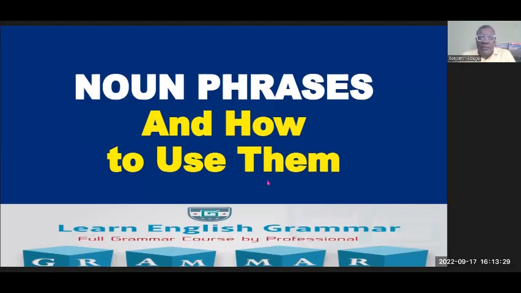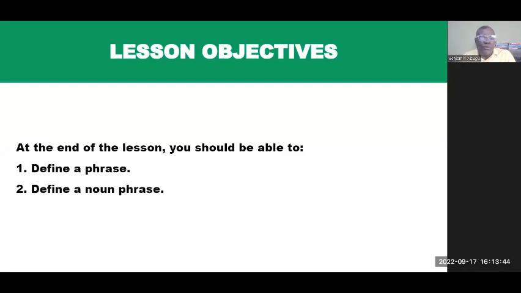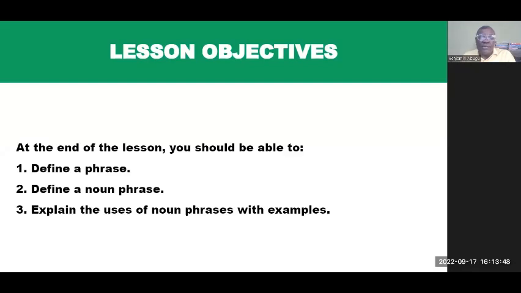Let's begin with a quick look at the lesson objectives. At the end of the lesson, you should be able to take the following actions. Number one, define a phrase. Number two, define a noun phrase. Number three, explain the uses of noun phrases with examples.